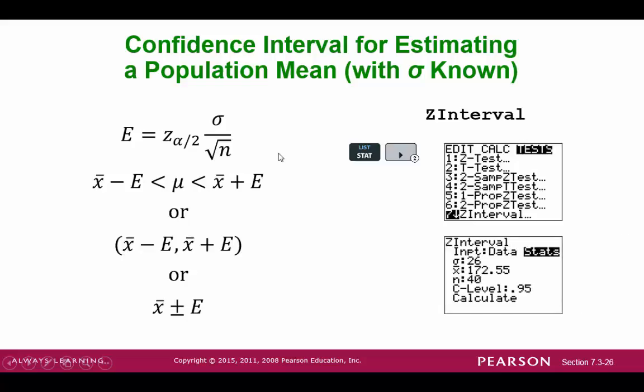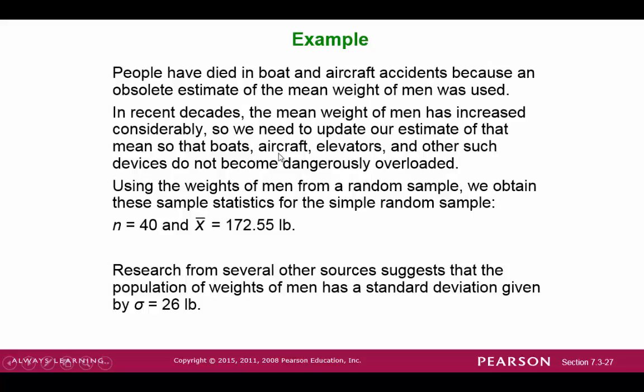And you'll be inputting the same ideas where the sigma is known, x bar is used, and our sample size and our confidence level. So here's an example. People have died in boat and aircraft accidents because obsolete estimates of the mean weight of men were used. In recent decades, the mean weight of men has increased considerably, so we need to update our estimate of that mean so that boats and aircrafts and elevators, etc., will not become dangerously overloaded.